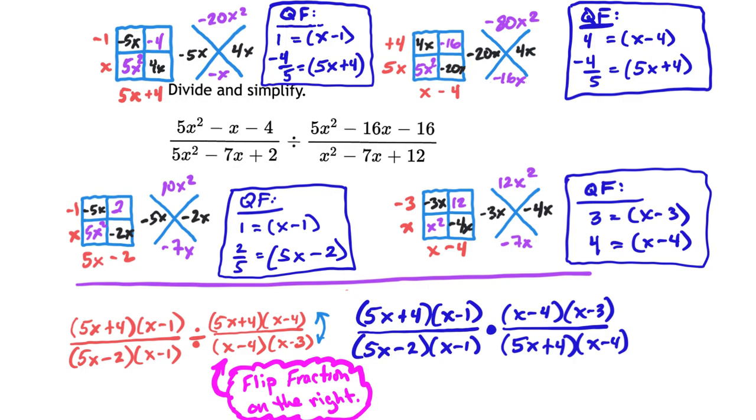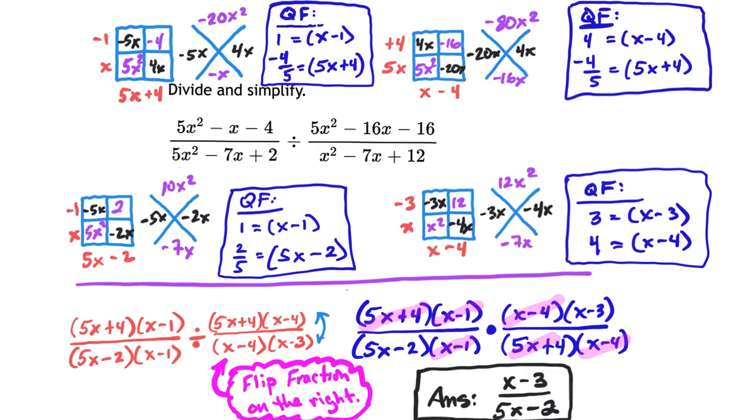So what I'm looking for next is, are there any expressions on both the top and the bottom of the fractions? So for example, 5x plus 4 can get crossed out with this 5x plus 4 down here. And then I've also got an x minus 1 on the bottom. I can cross out with the x minus 1 on the top. Are there any more? Hopefully your eyes can see it. You have an x minus 4 here and an x minus 4 right here. That crosses out as well. So I've only got two things that I could not cross out that are left. I've got an x minus 3 and a 5x minus 2. So whatever you couldn't cross out then becomes your simplified answer for the final end of this question. So your final answer then becomes x minus 3 over 5x minus 2.